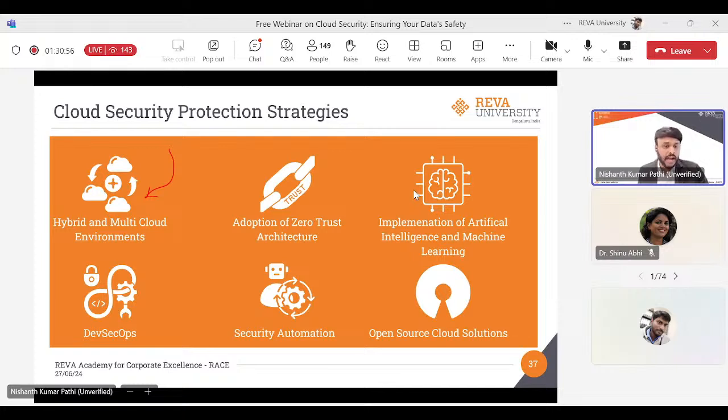Adopting hybrid and multi-cloud environments is one strategy that you can build in. Today, most of the issues happen due to misconfiguration, insider threats, and improper configuration management. Adopt something like zero trust architecture: at the application level, at the network level, and at the data management level. All three have to be implemented so that you can protect against data, application, as well as infrastructure issues.